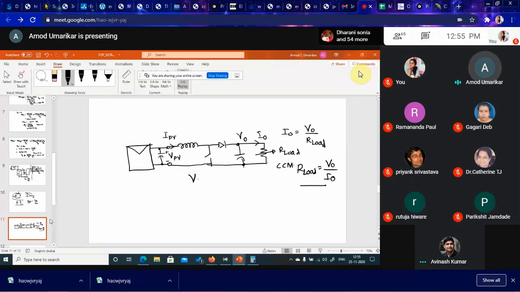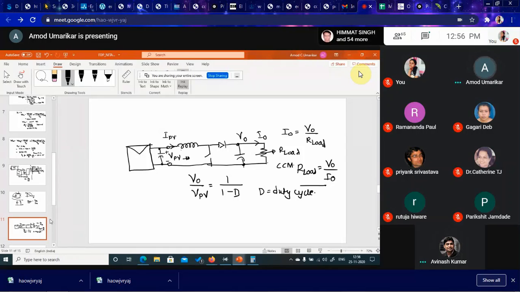What is the relation between V0 and VPV? 1 upon 1 minus D. Remember? 1 upon 1 minus D, where D is the duty cycle of a switch. I hope I don't need to explain this to you, correct? Yes. Okay. Now D is the duty cycle.